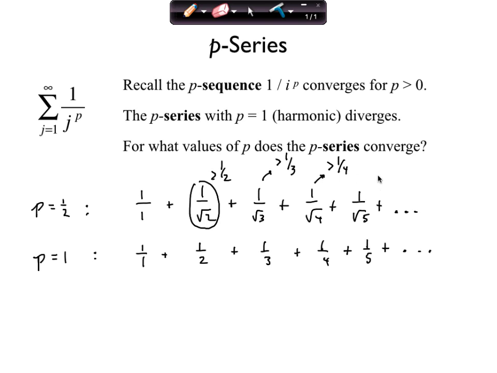Will the series converge for p equals 1/2? No. Why? Because we have a sum where every one of the terms is bigger than the terms of a series we know already diverges. This is called the direct comparison test.